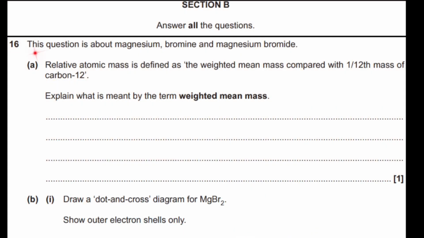Question 16. This question is about magnesium, bromine, and magnesium bromide. A. The relative atomic mass is defined as the weighted mean mass compared with 1/12th mass of carbon-12. Explain what is meant by the term weighted mean mass.